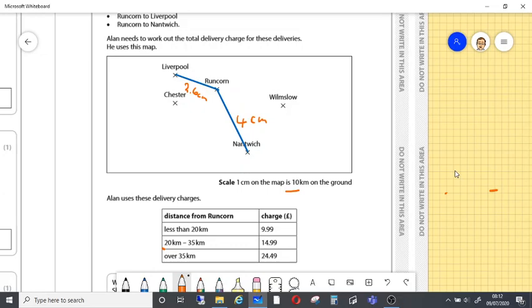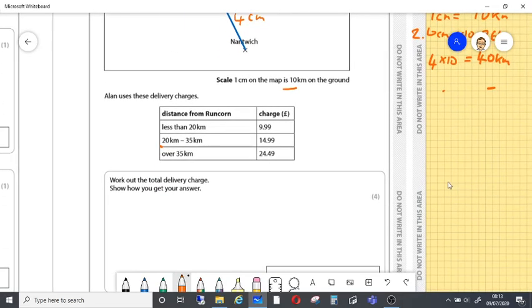So I know if 1 centimetre equals 10 kilometres in real life, then 2.6 centimetres is 2.6 times by 10, which would be 26 kilometres. And 4 centimetres is 4 times 10, which would be 40 kilometres. And if you're doing this paper, your measurements might be slightly different. They normally allow a tolerance on the paper. So let's have a look and see what we've got.